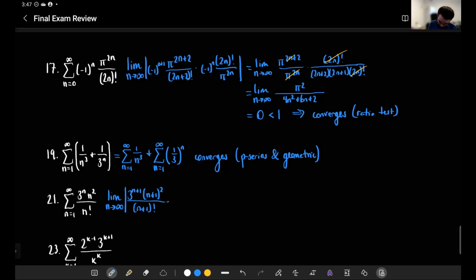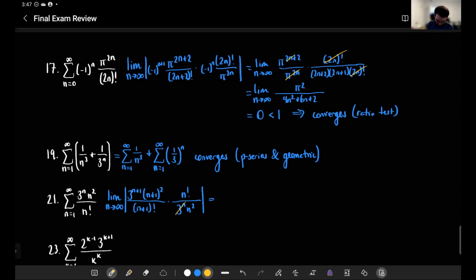And then look at the reciprocal of what was given to you. So this is n factorial on top, 3 to the n times n squared on bottom. In this case, there's no negative terms, so the absolute value doesn't matter. And if we look at cancellation, this will be an interesting one.